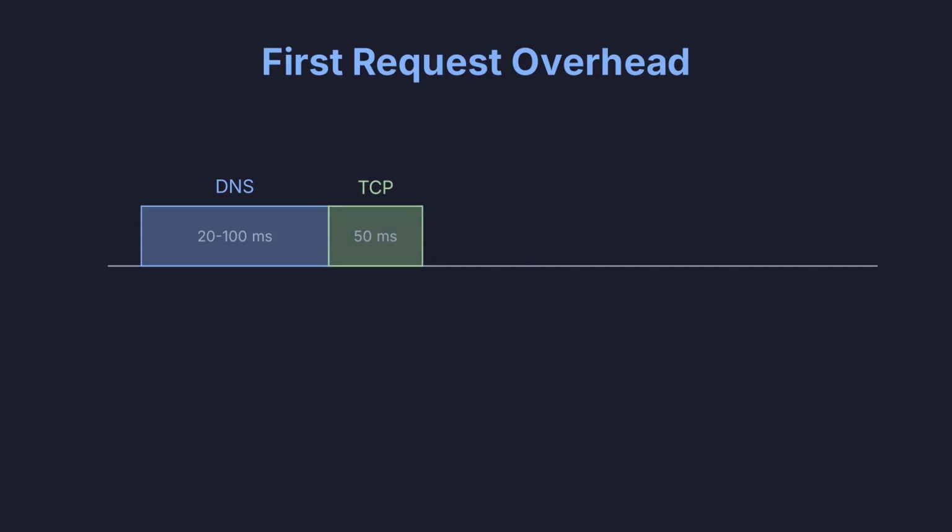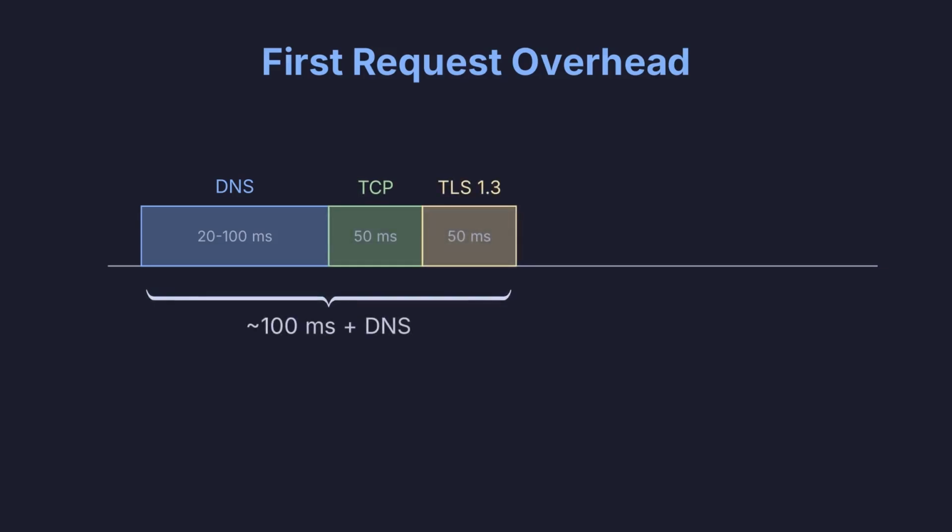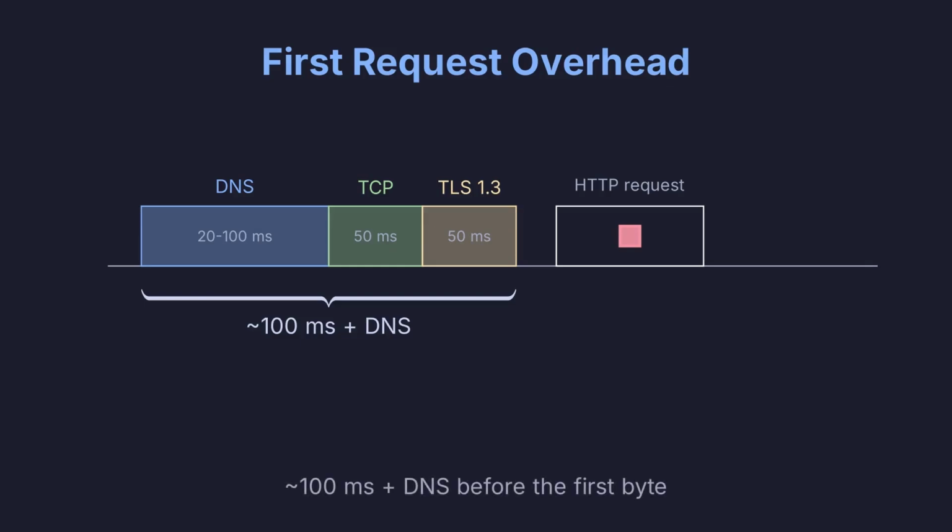So why is the first request always the slowest? Before you can even send an HTTP GET, you must pay DNS resolution, usually 20 to 100 milliseconds, then the TCP round trip, 1 RTT, then the TLS round trips. For a 50 millisecond RTT, that's DNS plus 100 milliseconds of pure handshake overhead. Only then does your request start traveling. That handful of extra frames is why opening a fresh connection to a new origin feels laggy.